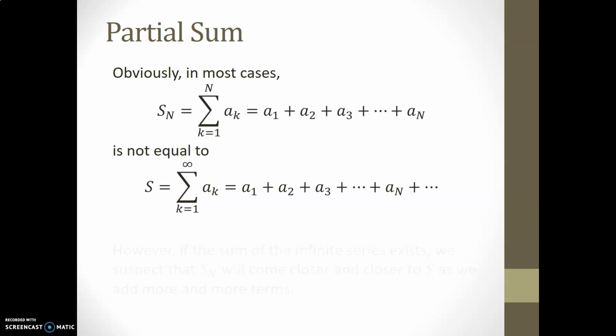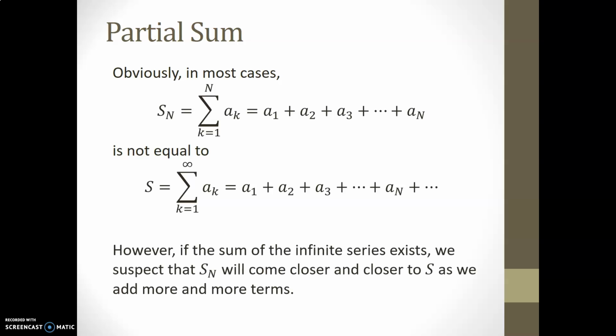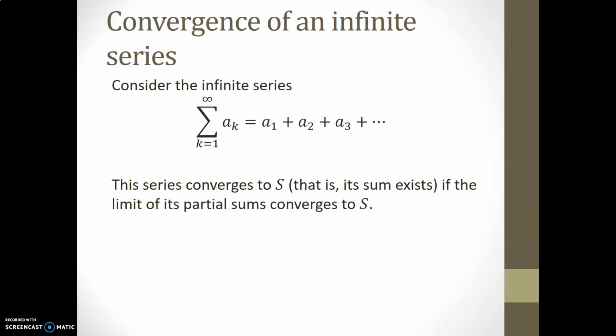So these are different. However, if the sum of the infinite series exists, we suspect that S_n is going to be getting closer and closer to S as we add more and more terms. In other words, what we add beyond a_n will eventually become insignificant in size, so that these two series will become equal to one another. This is what we call the convergence of an infinite series.